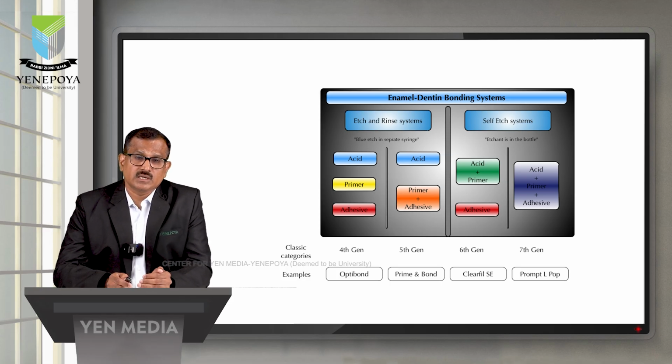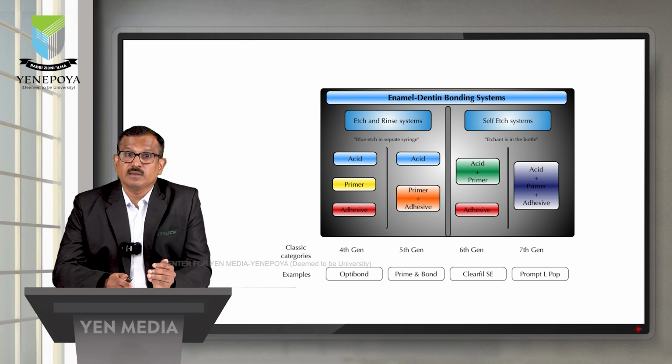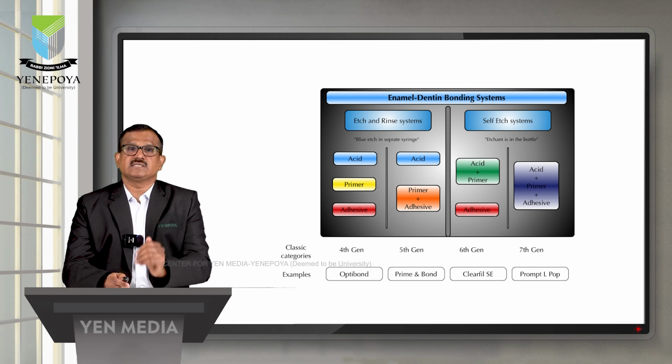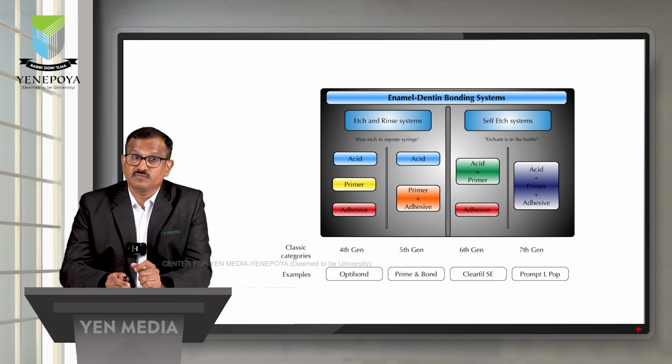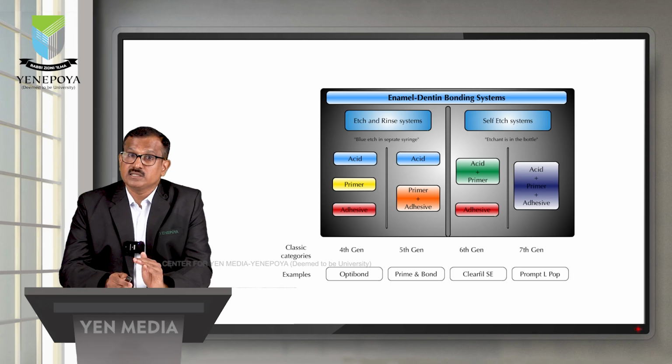The fourth generation, though considered the benchmark, had multiple clinical steps of application, repeated applications and all, which made the clinical time a little cumbersome. Otherwise the bond strength was good enough. Then came the fifth generation, wherein we acid etch completely, then we have the primer and adhesive together. It contains three components: acid, primer and adhesive. First the acid etching is done separately, then primer and adhesive come in one single bottle in the fifth generation. How the etching techniques differ, I'll be discussing shortly.